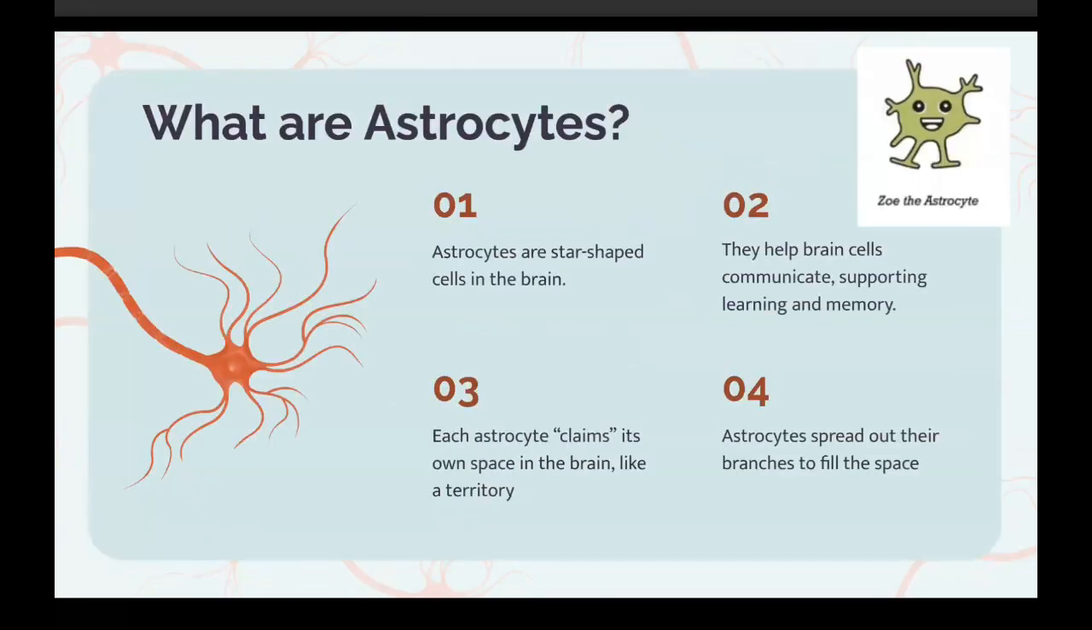Before we talk about the specific test, let's learn what an astrocyte is. First, they are star-shaped cells in the brain with multiple arms reaching in all different directions. Second, they are support cells. They help brain cells communicate with one another. Third, each astrocyte claims its own territory in the brain. Think of it like it's having its own neighborhood. And fourth, astrocytes spread out their branches to fill that space, or said neighborhood, and reach the neurons that they need to support in the brain.